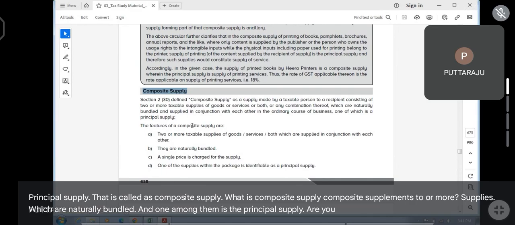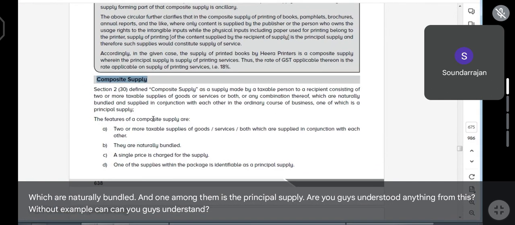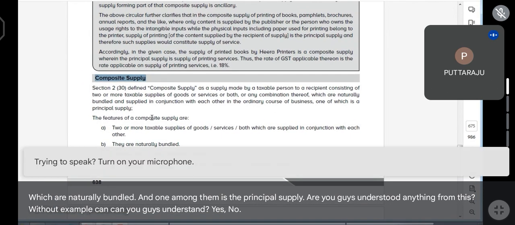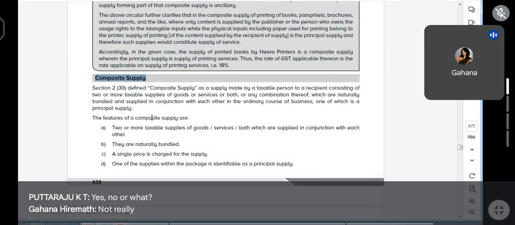Have you understood anything from this? Without an example, can you understand? Yes, sir? Yes, no? Yes, no, or what? Not really, sir. Not really. Okay.